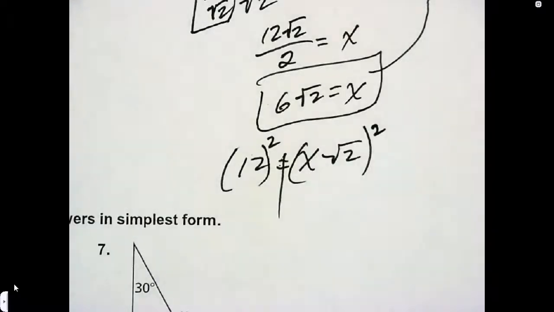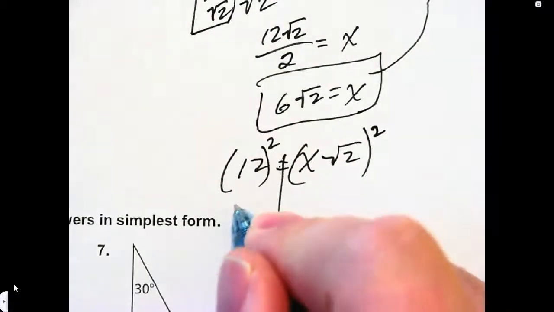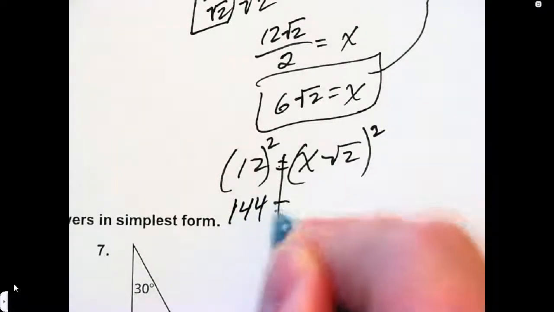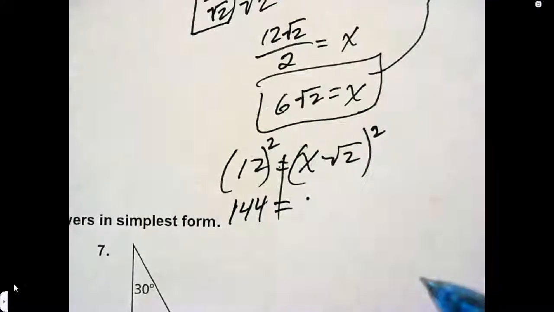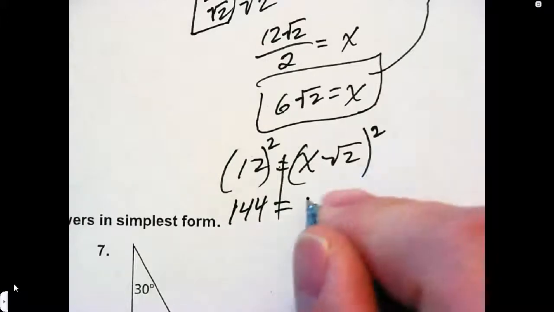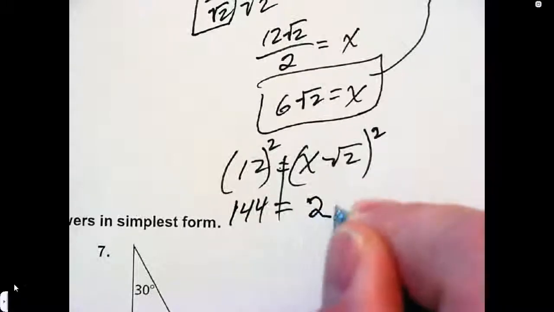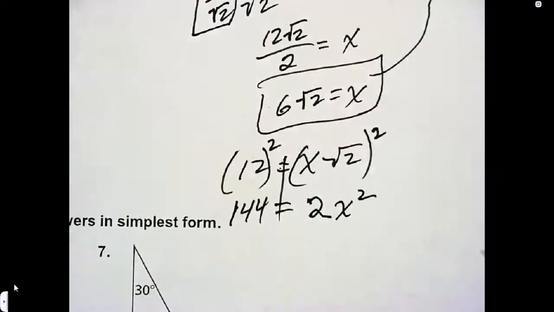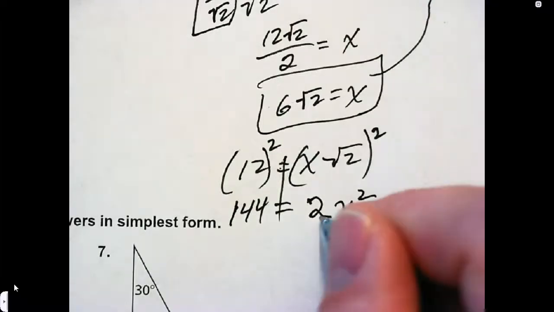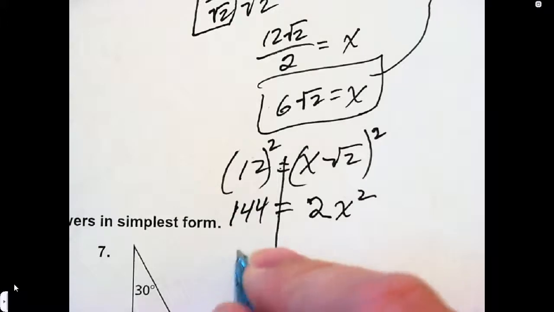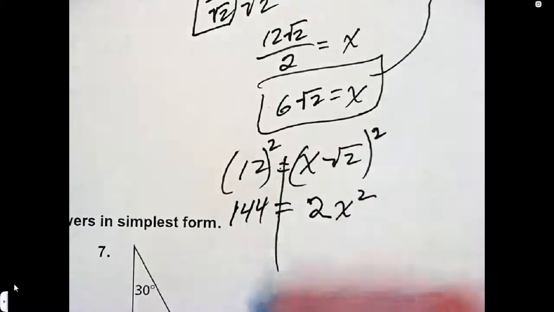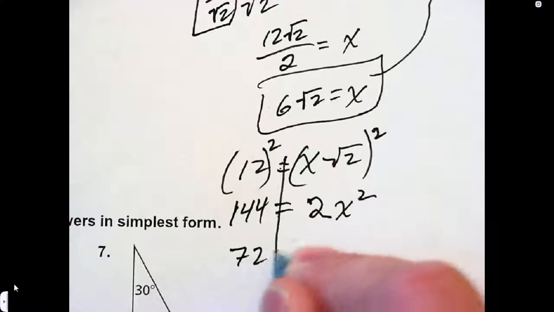Okay? And when you actually square it, Maddie, what do you get on this side? 144. And what do you get on this side? You get x squared times 2. Yes, you get 2x squared. Okay? And then, what do you do? Do you divide by 2? You do divide by 2.